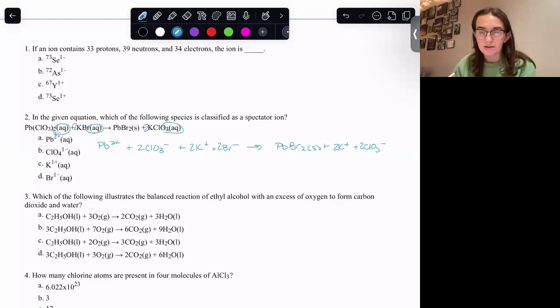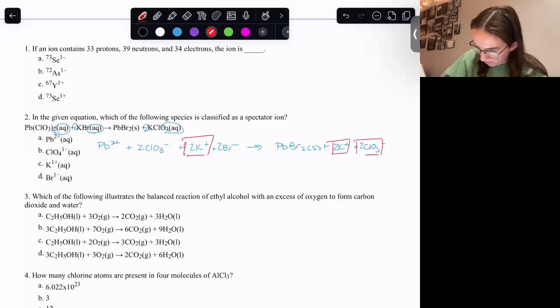So when we look at identifying our spectator ions, what we're looking for is things that look the same on both the left hand and right hand side of our chemical equation, or that reaction arrow. So looking at 2K+ and 2ClO3-, both of those look exactly the same on the left and the right. We have 2ClO3- and we have 2ClO3-. So we're going to cancel those out. We're going to cancel out the 2K+ ions as well.